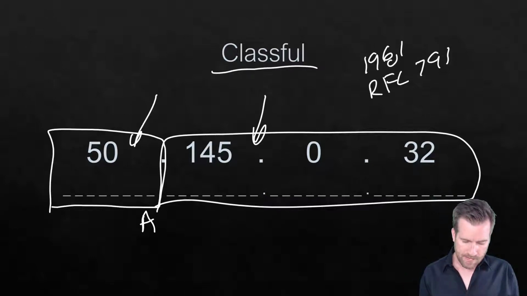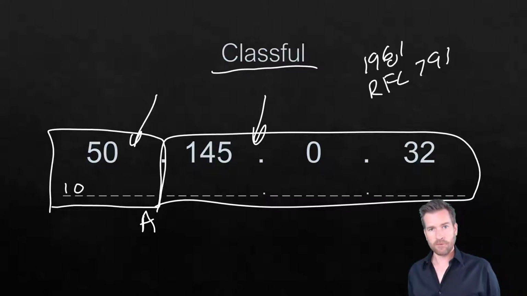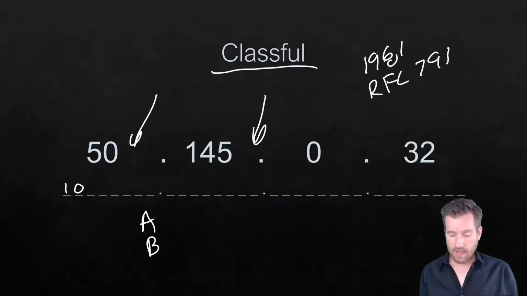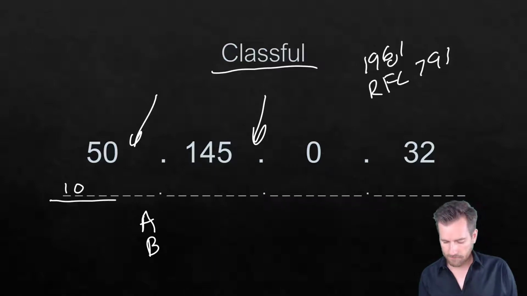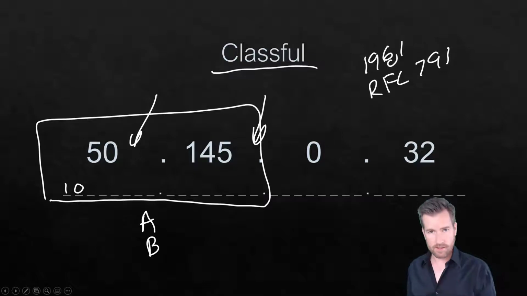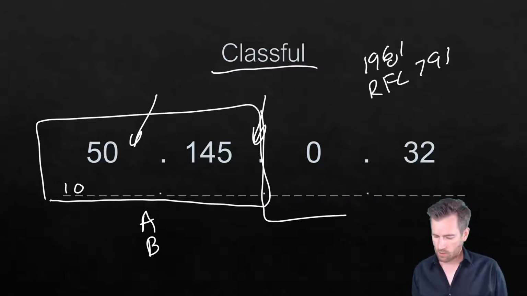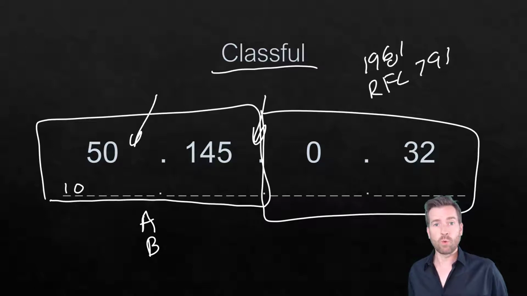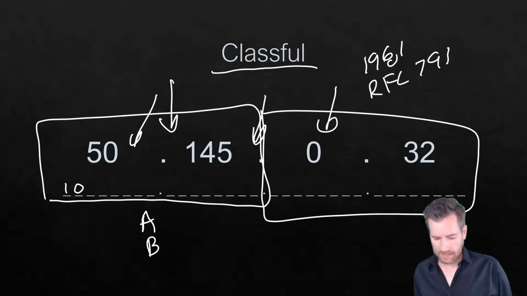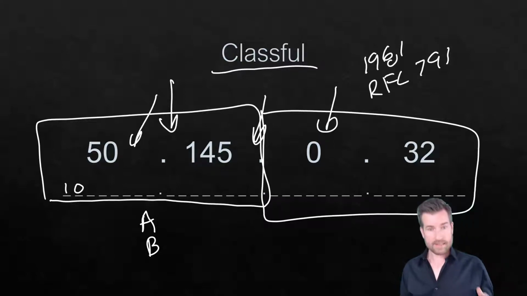For class B, it's going to start out with a 1, 0. The first 2 bits will be a 1, 0. This will be a class B. If it is a class B, then what we're going to say is the first 2 octets represent the number of networks there are, and the second 2 octets will represent the hosts. So this is the network side of the address, and this is the host side of the address. All right, so that's a class B.